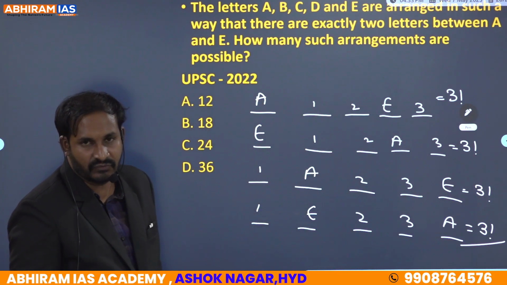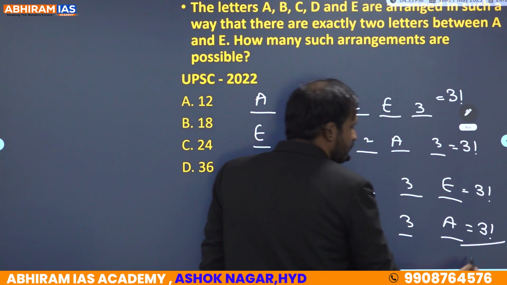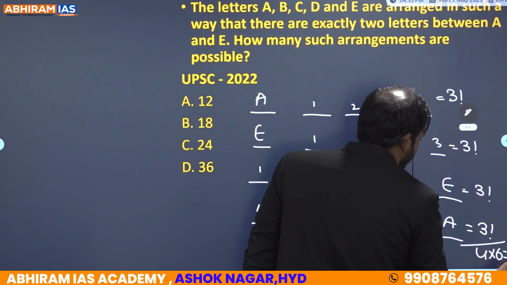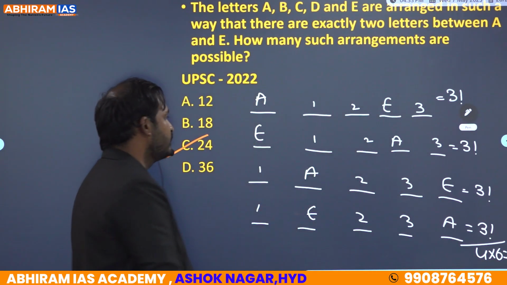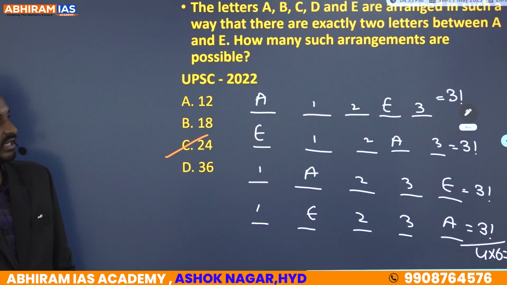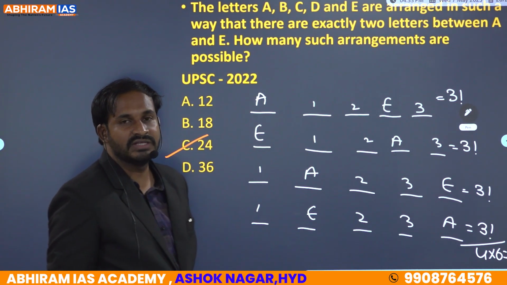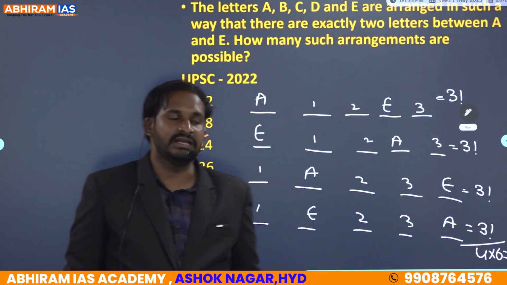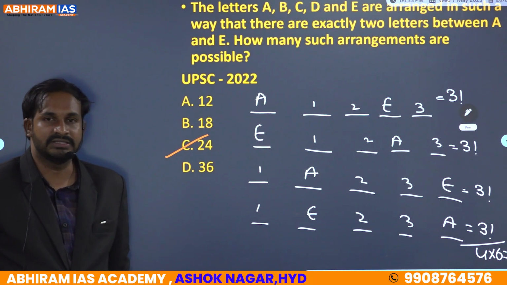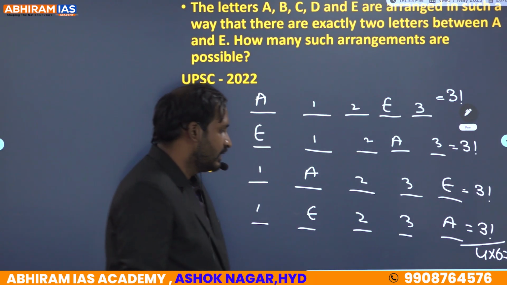How many 3 factorials? 4. 3 factorial is 6. So 4 times 6 is 24. So our answer here becomes 24. In 24 different ways we can arrange them in such a manner that there are always two persons between A and B. Okay. Next one.